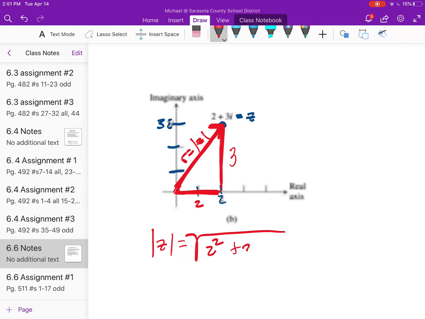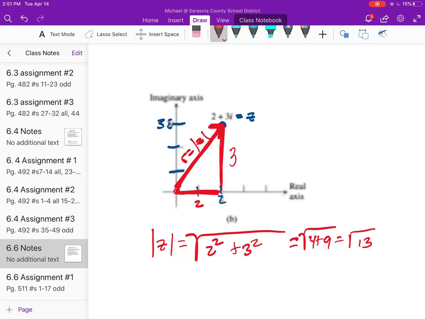So in this case, it would be 2 squared plus 3 squared, and you'd end up getting the square root of 4 plus 9, which is really the square root of 13. And now you could use that same information for a variety of different things, and then we're going to use it specifically with imaginary or complex numbers in this section that we're in.